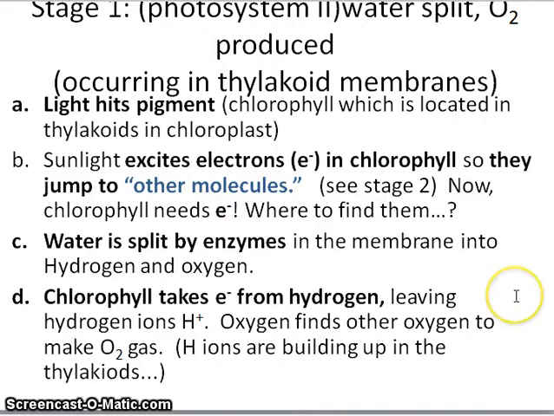In stage 1, also called photosystem 2, water is split and oxygen is produced. So this occurs in the thylakoid membrane.